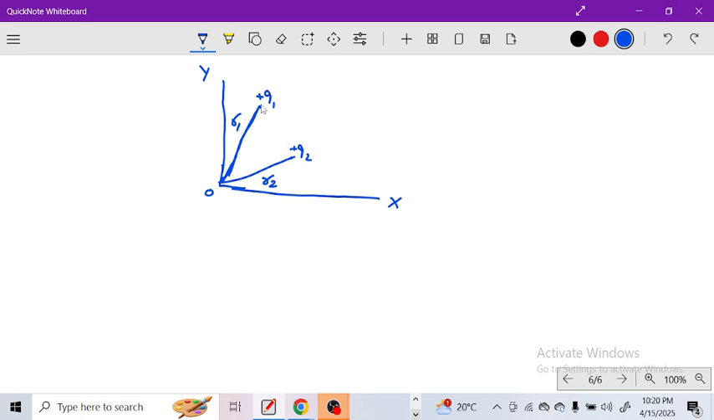So this Q1 charge repels this Q2 in this direction. So we can write here force on charge 2 due to charge 1, F21, and the distance between them is R12. So for F21, the distance will be R12.